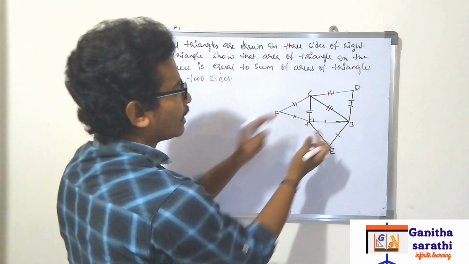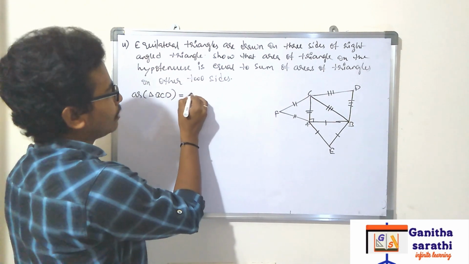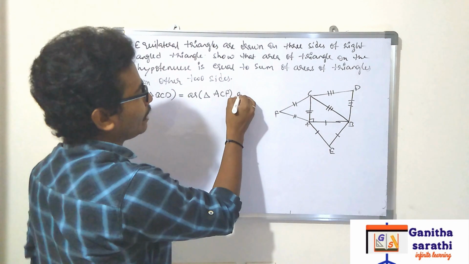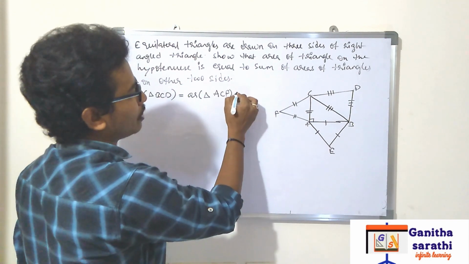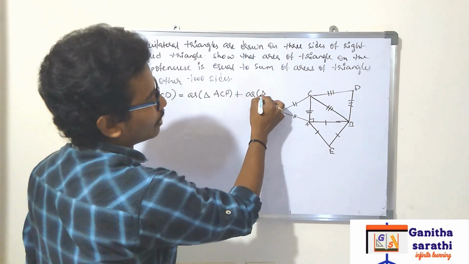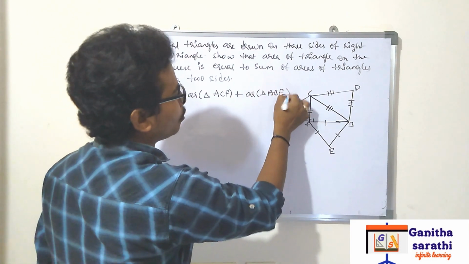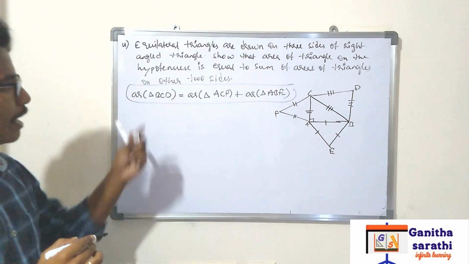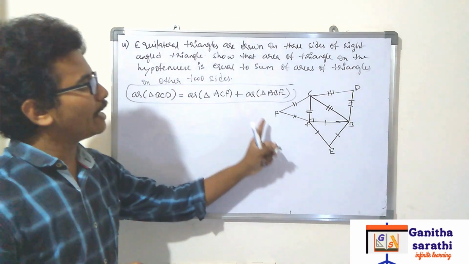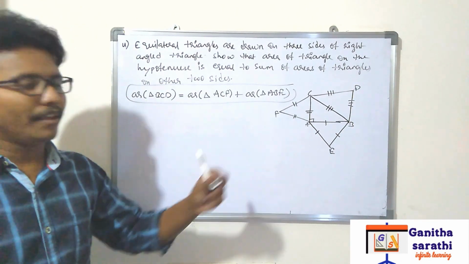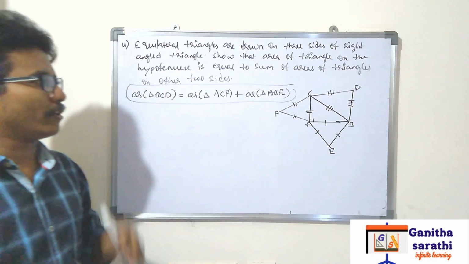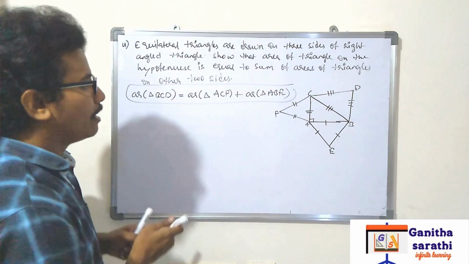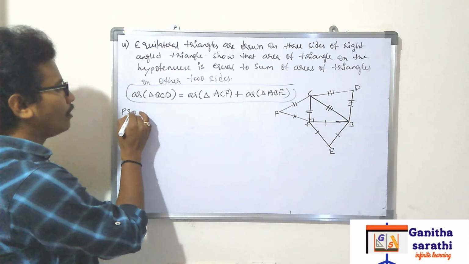is equal to the sum of areas of triangles on the other 2 sides. What are the other 2 triangles we are getting? Area of triangle ACF plus area of triangle ABE. We have to prove this one. How will we prove that? We already know that all 3 are equilateral triangles, right? If all 3 are equilateral triangles, then what can you write?